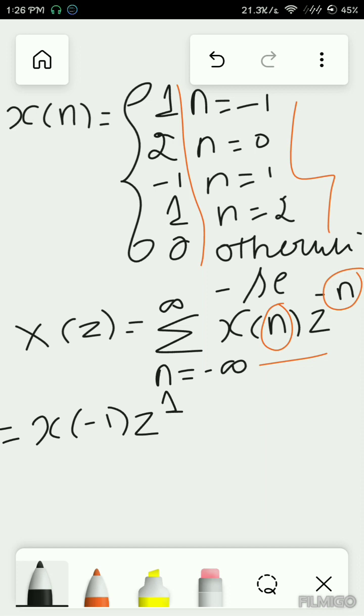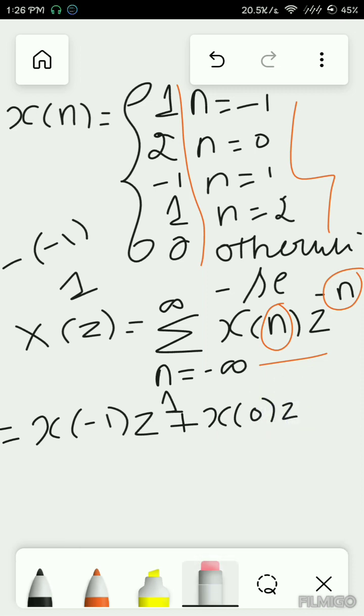Why z to the power of 1? Because this is minus n. So minus of minus 1 is what? Plus 1, right? So now it is once again plus. So my very first second value is x to the power of 0 into z to the power of 0, right? It is x to the power of 0 into z to the power of 0.